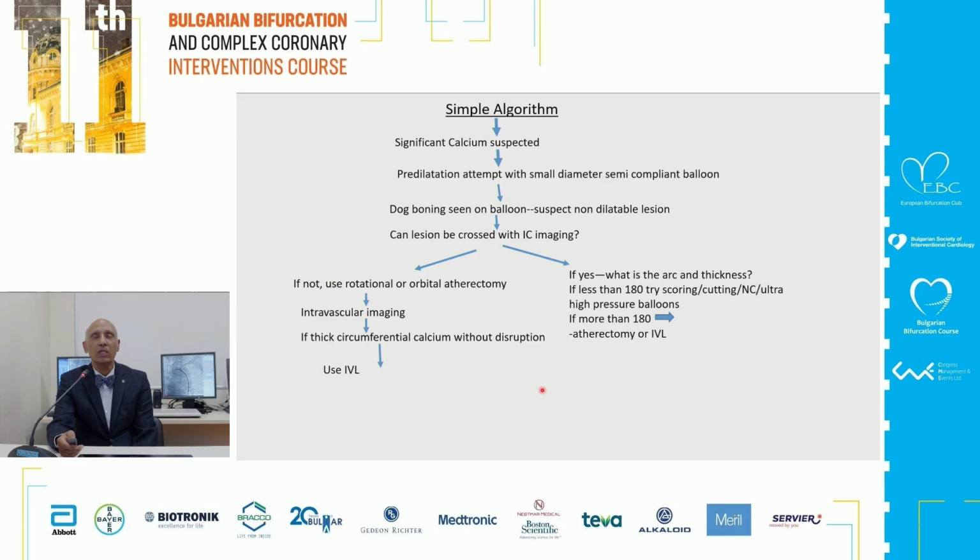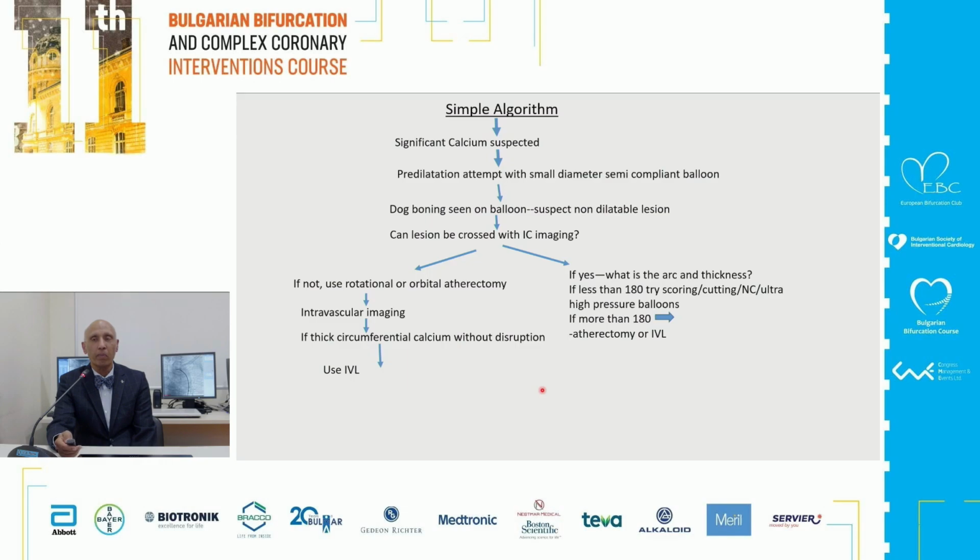So my final 2 slides show you this. This is a simple algorithm that I use when I see calcification. If you suspect significant calcification based on non-invasive testing or angiography, then you can try to pre-dilate the lesion with a small diameter semi-compliant balloon. And if there is dog boning seen on the balloon, you suspect a non-dilatable lesion.